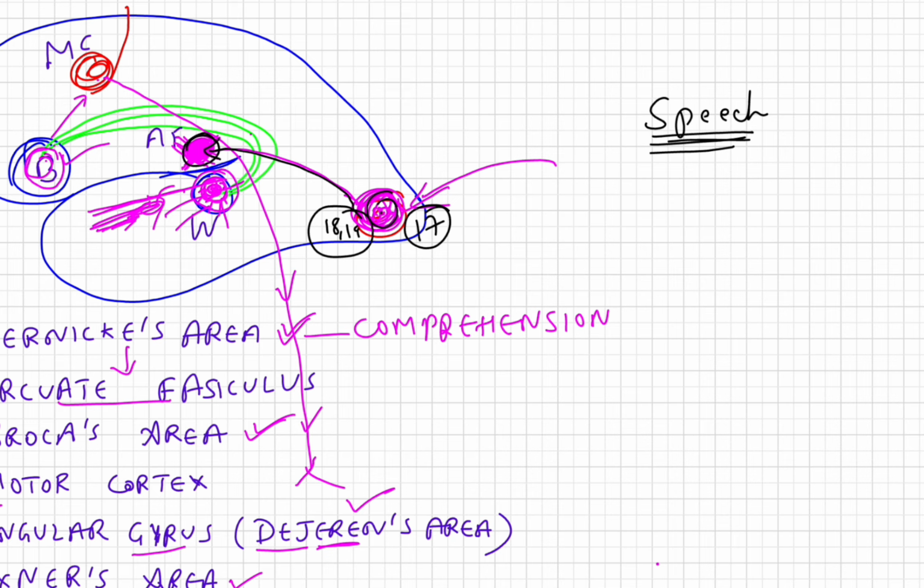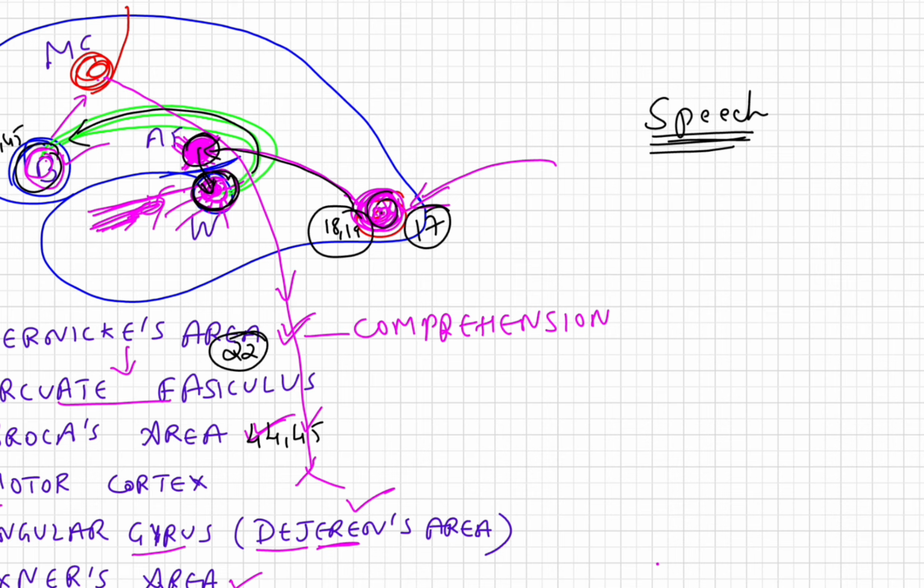Then that will be sent to Wernicke's area. Again, the further processing of the meaning of this word happens here in Wernicke's area. Remember, Wernicke's area is area number 22. Clear? From there, via the arcuate fasciculus, the information goes to Broca's area. The Broca's area number is 44 and 45. So Broca's area is 44 and 45.